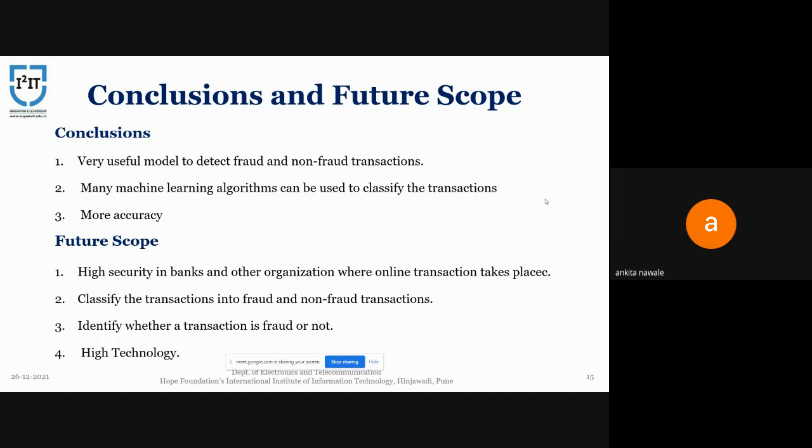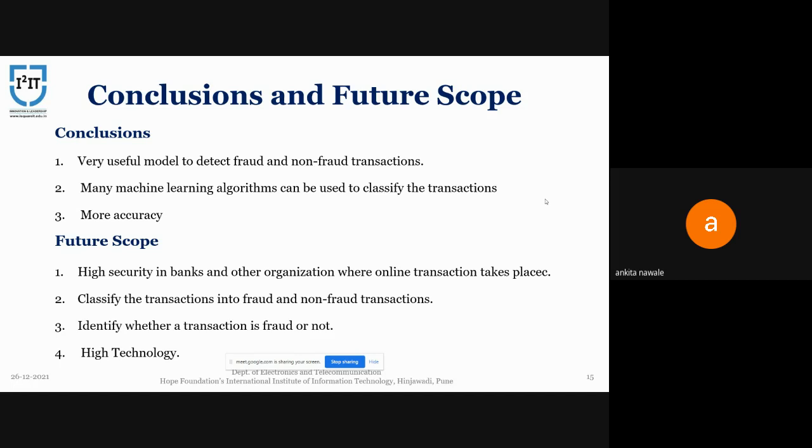In future, using the above algorithms, we cannot determine the name of who made the fraud and non-fraud transaction, so we have to implement some other technique to know who did the transaction, or whether the transaction is fraud or non-fraud.